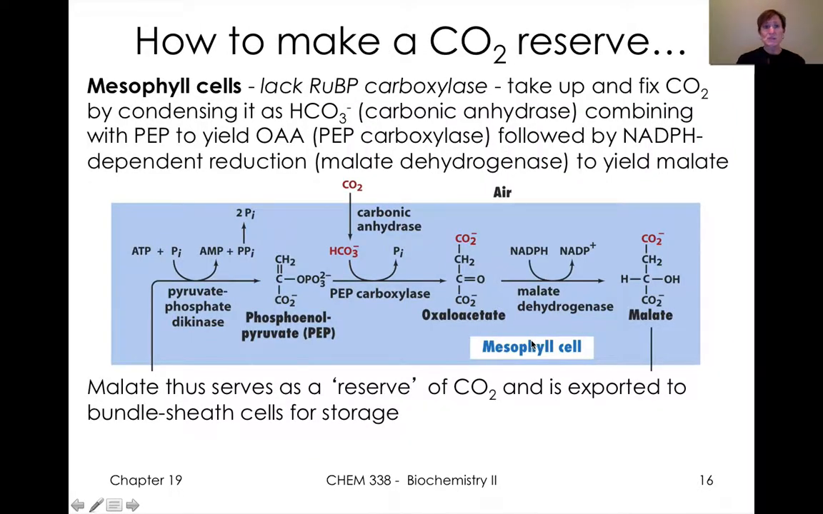Mesophyll cells lack Rubisco activity, but what they can do is take up and fix carbon dioxide, and they'll do this often at night. They condense it as bicarbonate, combine it with phosphoenolpyruvate, generate oxaloacetate, and then chemistry that we've seen in the citric acid cycle generates malate. So they generate malate and assimilate this CO2, but importantly, there's no Rubisco in these cells to worry about utilizing that CO2 for other purposes. So you reserve and store CO2 in these cells.